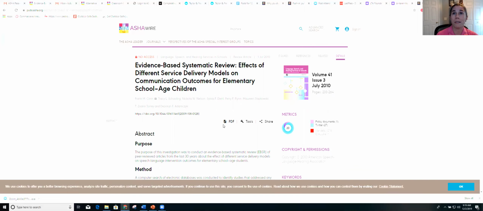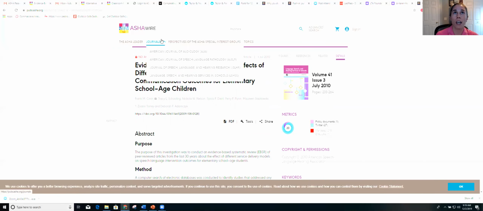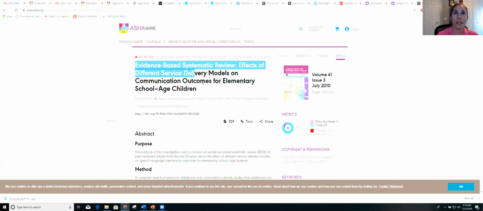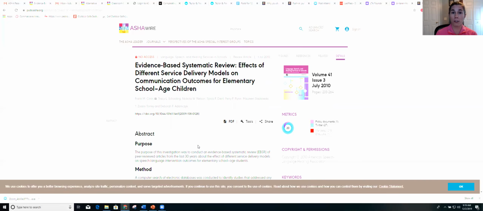What you can do is download the PDF and then look at the reference list, because we know it says conduct an evidence-based review of peer review articles from the last 30 years, it's going to include a lot of references. So what you can do is then look at those references and see if you can find some of those in these ASHA journals here. So if a lot of them have been published in these ASHA journals, you can get the full text of those. So you're using the search that you've done. You're looking at the articles that are cited in this study to help expand your search.